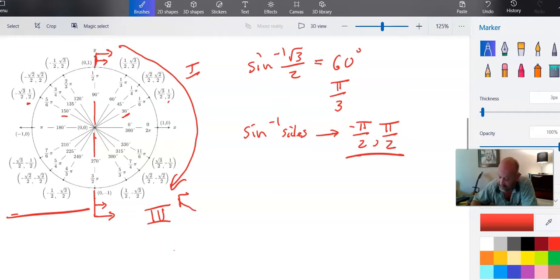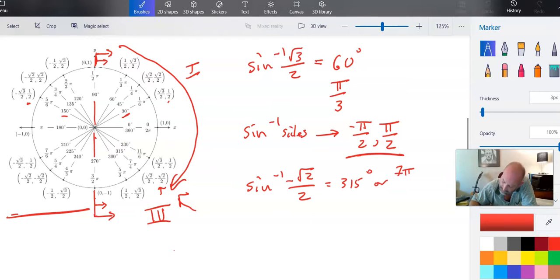Okay, now with cosine, it's a little bit different. And I want to go ahead and, well, actually, let's do one more example of sine just because. Let's say I have sine inverse of -√2/2. Right, so that means that I find a -√2/2. Here it is. And from there, I just trace the angle back. So that is 315 degrees or 7 pi over 4.